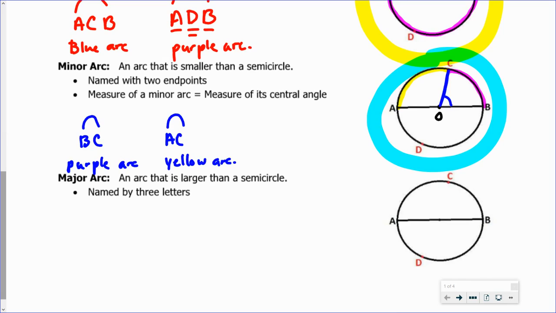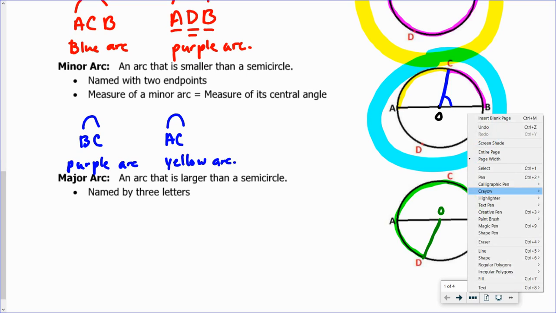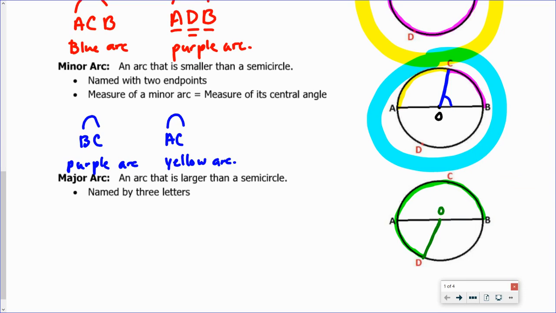And then finally, a major arc. So a major arc is larger than a semicircle. So again, in here, I'm going to put the center of the circle as O, and then draw in the radius OD. Now I'm going to take my highlighter and highlight a major arc using the green highlighter. So that right there would be an example of a major arc. If you look, the central angle that's created there, this right here, that angle is clearly larger than 180 degrees. So that arc would be a major arc.